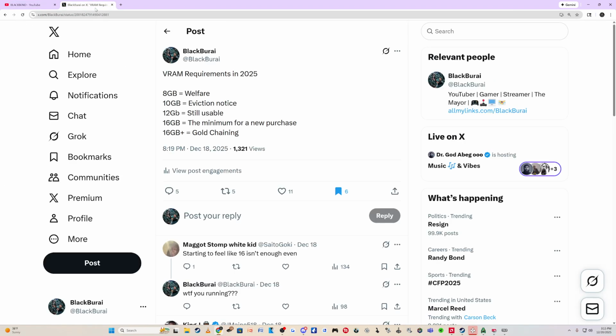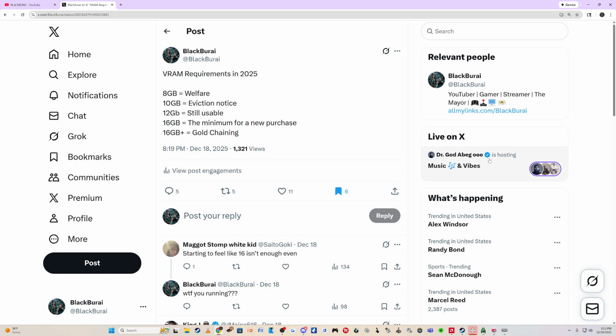So, I made this tweet a couple days ago. VRAM requirements for 2025 might as well be 2026 because 2026 is coming. If you are on an 8 gigabyte card, and keep in mind I'm talking about people actually gaming in 4K. These rules don't apply if you're gaming at 1080p. If you're gaming at 1080p, then 8 gigs is fine. If you're gaming on 1440p, I would say that 10 gigs would be fine. 8 gigs would still be a little bit pushing it. But for people gaming in 4K, these are the requirements moving forward.